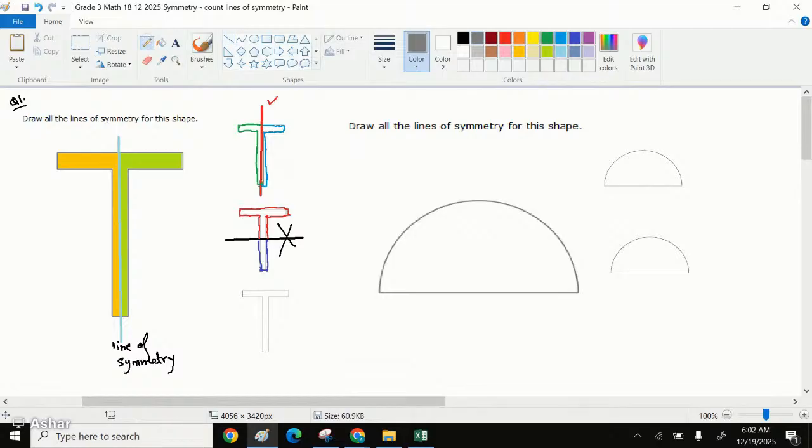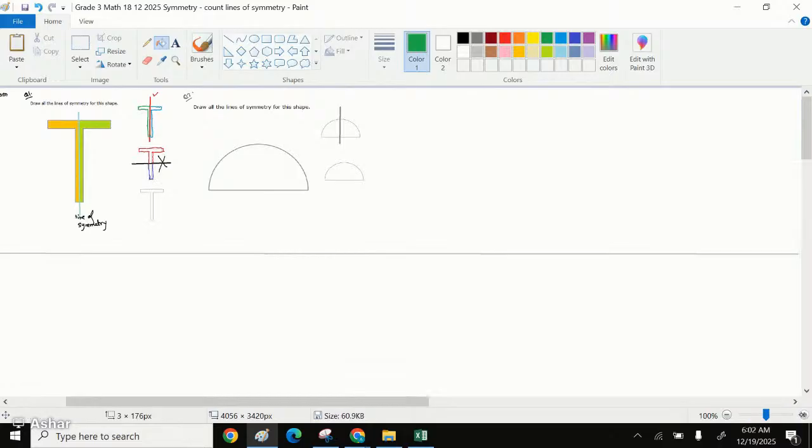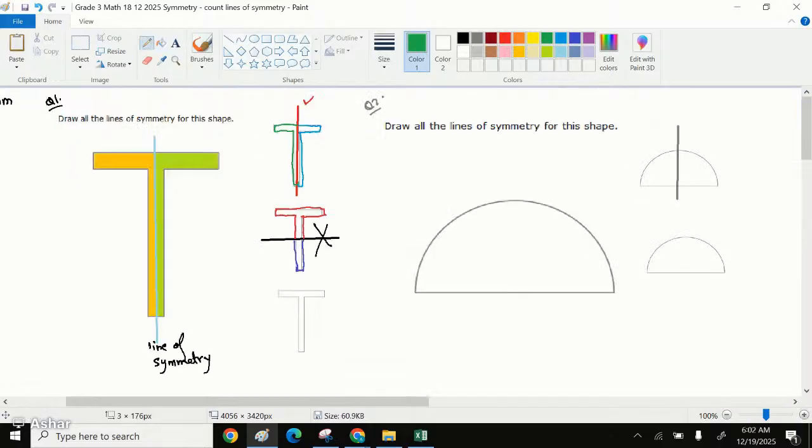So can we say that in question number 2, if we draw a vertical line, the shape on the left side is equal to the shape on the right side? This shape is equal to this shape. That means this is a line of symmetry. But if we draw a horizontal line in this case, we cannot say they are equal.